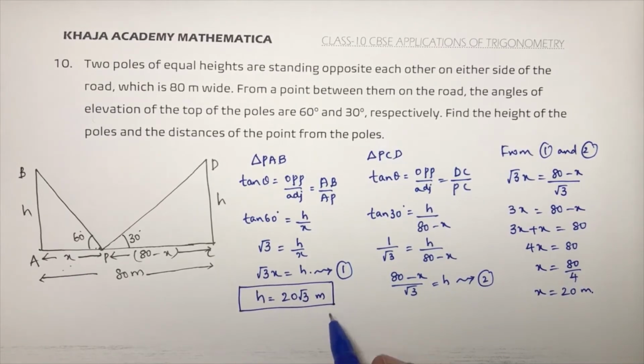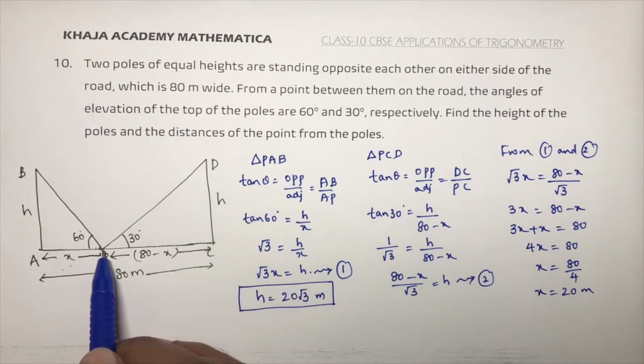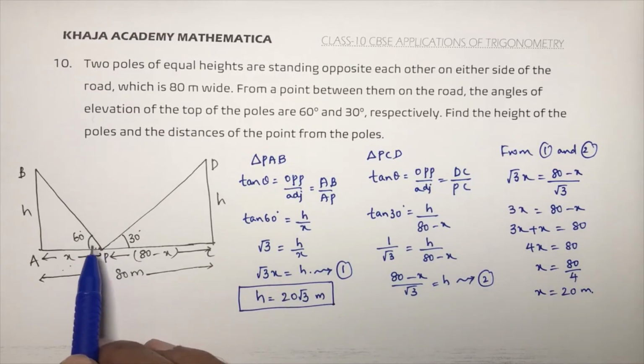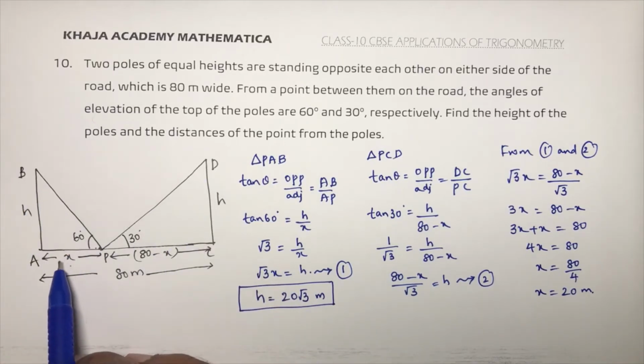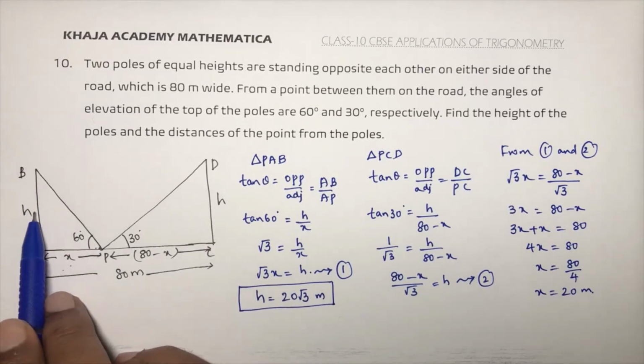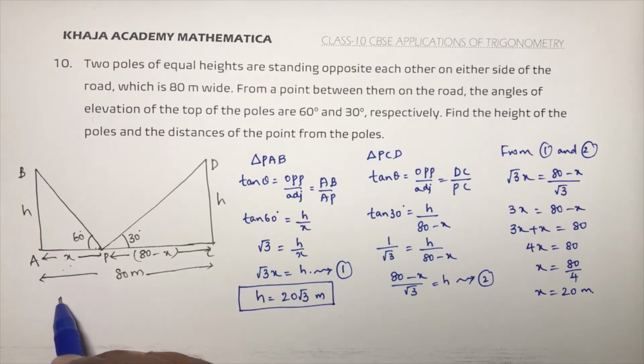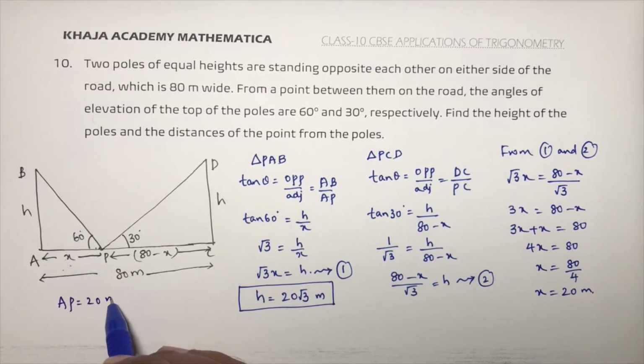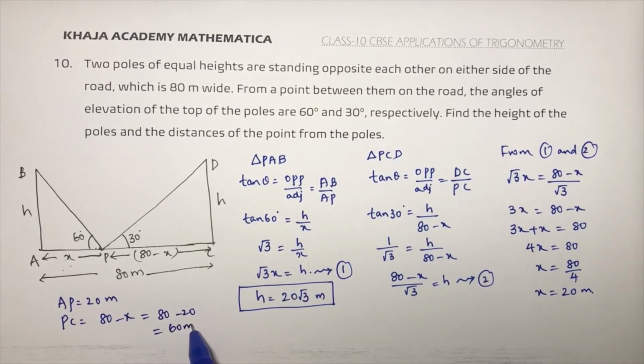So the height of the poles is 20 root 3 meters, and the point from where they are observing the angle of elevations of the top of the poles is at a distance of 20 meters from the first pole, and from the second pole PC, which is 80 minus x, 80 minus 20, at a distance of 60 meters. Point of observation from the first pole 20 meters, from the second pole 60 meters, and height of the poles is 20 root 3 meters.